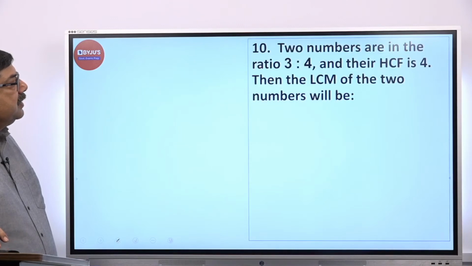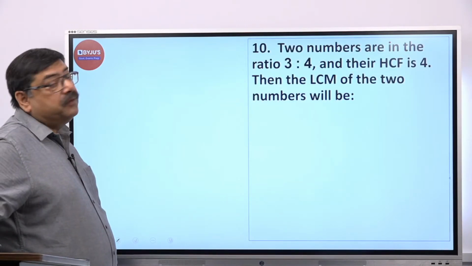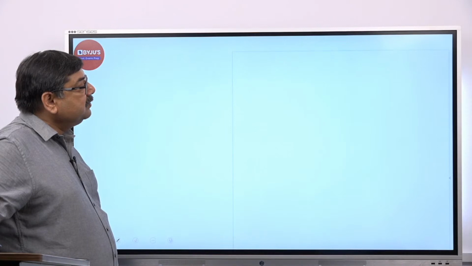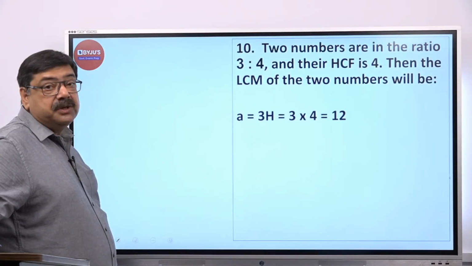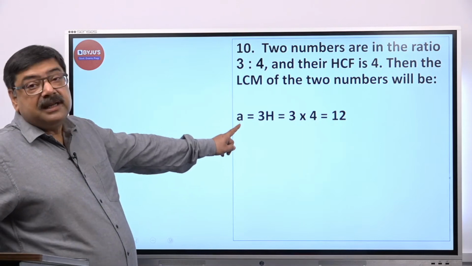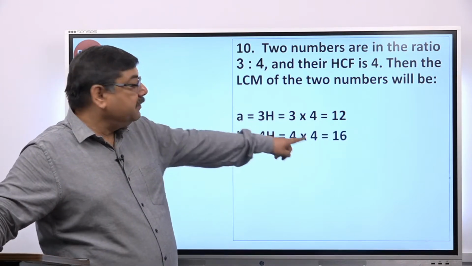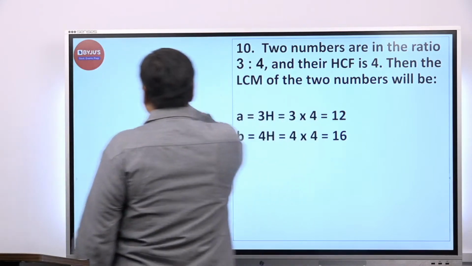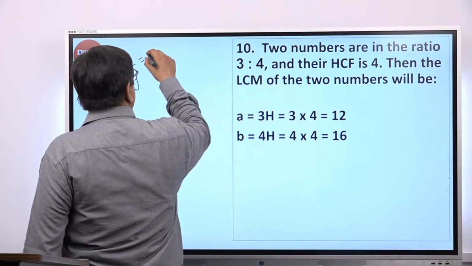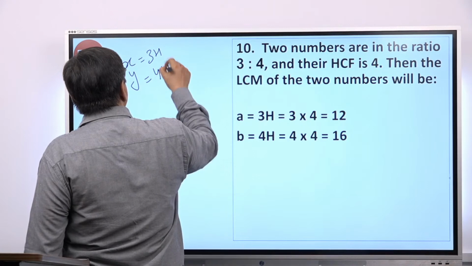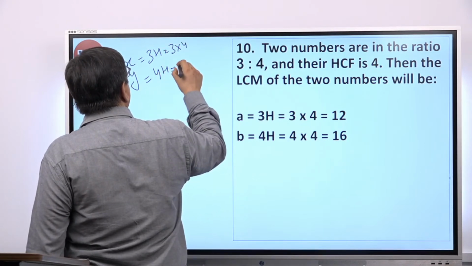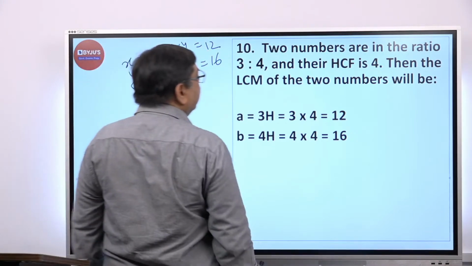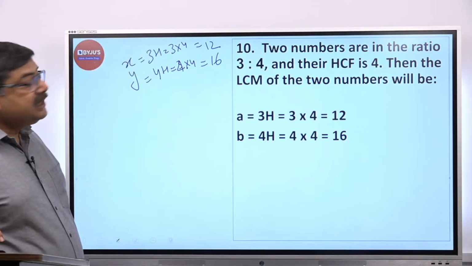Now, two numbers are in the ratio 3:4 and their HCF is 4. Then the LCM of the two numbers will be how much? See here, two numbers which are in the ratio 3:4. I can say that the two numbers here are 3H and 4H. HCF is already given as 4, so 3 into 4 and 4 into 4. So the numbers here are 12 and 16, and their HCF is given. So LCM is what you need to find out.